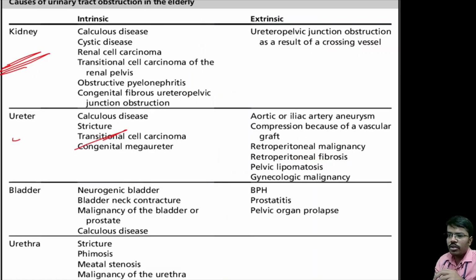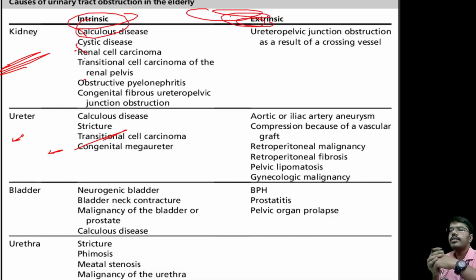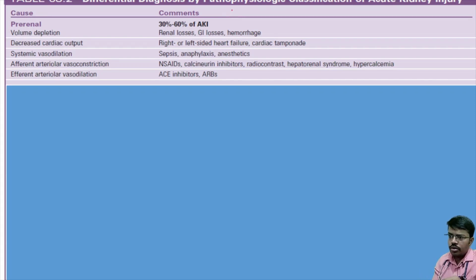To make up the causes, I have kept this slide also. You can go through what are the intrinsic and extrinsic causes of obstruction. So this table is from the standard nephrology textbook, Floege, where whatever the etiology I have discussed is mentioned over here. Pre-renal causes approximately 60% of the AKI.